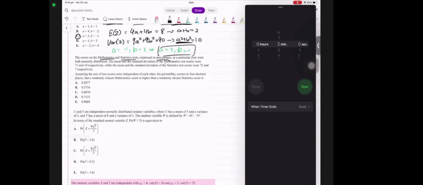The mean and standard deviation of the math: I'll say M is maths, and so you have a mean of 31 and a standard deviation of 10. For statistics, you have a mean of 75 and a standard deviation of 7. Assuming the test scores were independent of each other, find the probability that a randomly chosen maths score is higher than a randomly chosen statistics score. So maths has to be more than statistics.